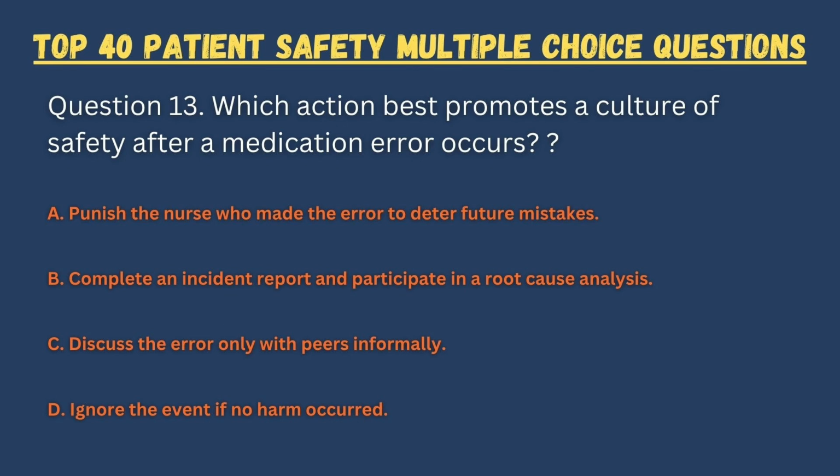Question 13. Which action best promotes a culture of safety after a medication error occurs? A. Punish the nurse who made the error to deter future mistakes. B. Complete an incident report and participate in a root cause analysis. C. Discuss the error only with peers informally. D. Ignore the event if no harm occurred.